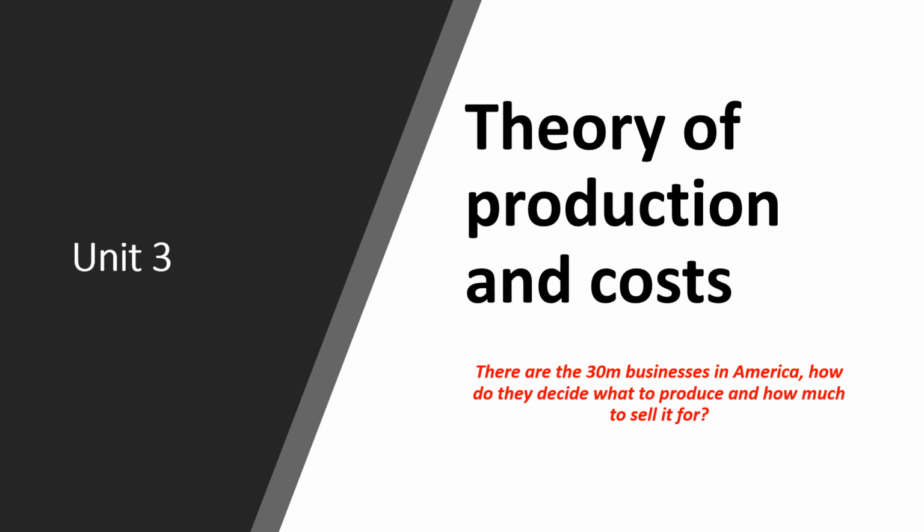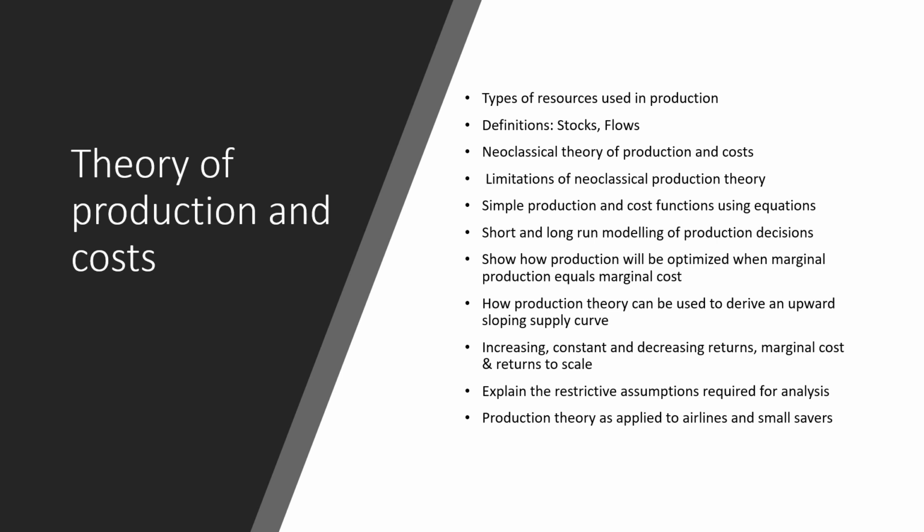In America, there are 30 million businesses. How do they decide what to produce? And then how do they decide how much to sell it for? So in this theory of production and costs unit, we'll be talking about the resources used in production. That's pretty basic. We'll be running through some definitions because, as you know, economists are very odd and they define most words differently from how accountants define the words and how other business people define words. So we're going to go through that.